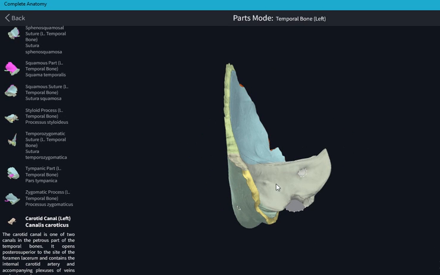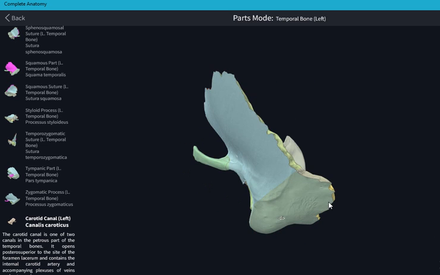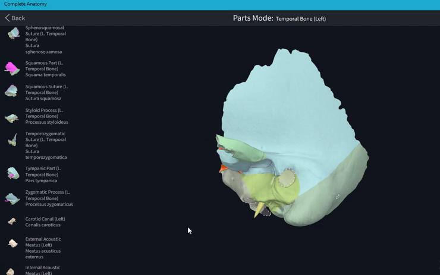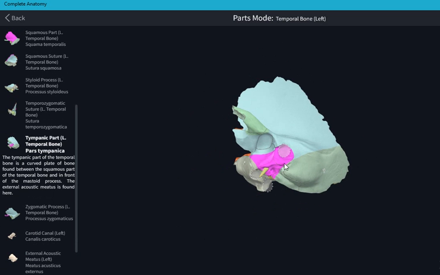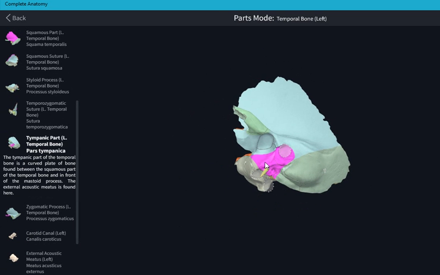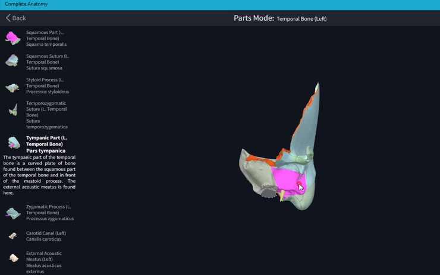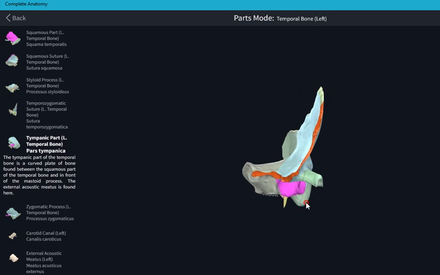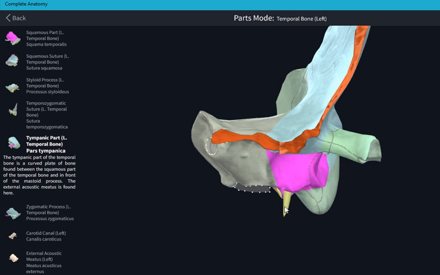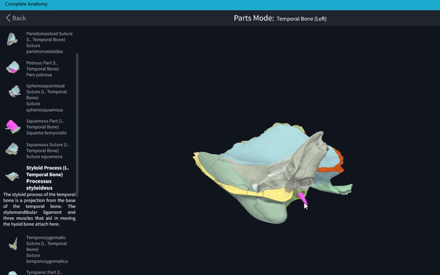So we have the petrous part, which contains most of the different foramina. After the petrous part, we have the tympanic part here. So this is the tympanic part of the temporal bone, which contains the different portions of the ear. And on the tympanic part of the temporal bone, we realize that there is a small process which is moving out here, and this process is called the styloid process.